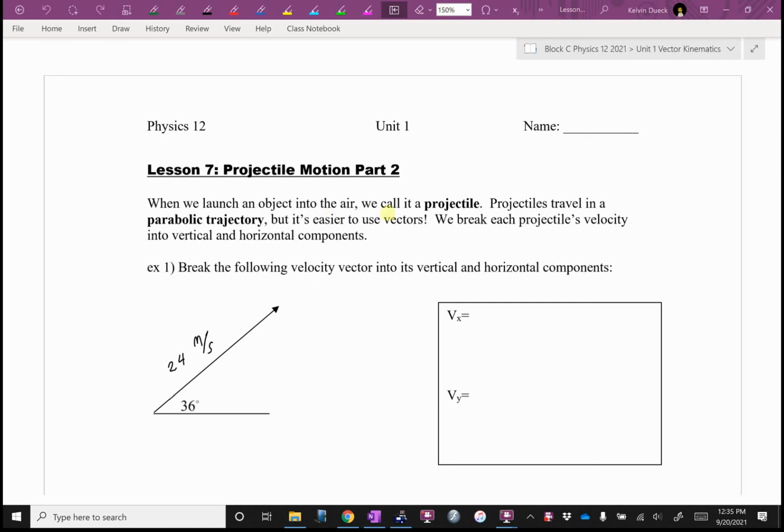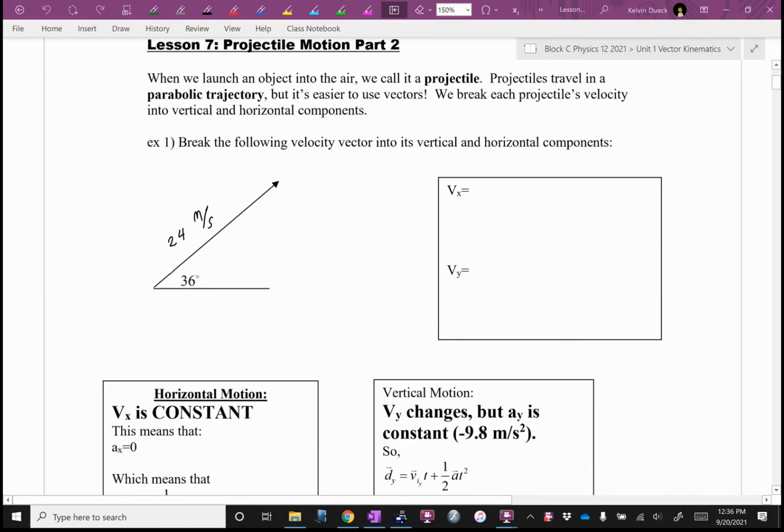When we launch an object into the air, we call it a projectile. They travel in parabolas. I think I said, though, we're ignoring air resistance and the curvature of the Earth. So technically, in real life, projectiles don't travel in perfect parabolas, but in our magic physics world, they do, and we'll be close. It's much easier to break things into horizontal and vertical components. So example 1 says, break the following velocity vector into its vertical and horizontal components.